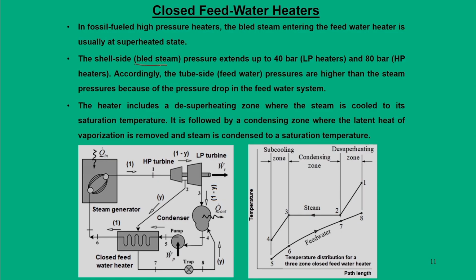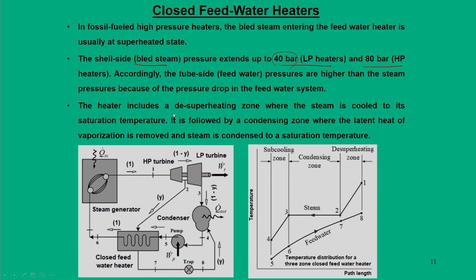stream, and typically for large steam power systems, suppose you tap the steam from the low pressure turbine, that is at 40 bar, and if you tap it from the high pressure turbine, it may go to around 80 bar. So, in other words we can say that feed water systems should have the capability to operate at this high pressure range. That is the reason normally the closed type of feed water system is preferred, because they can handle such large pressure drops.